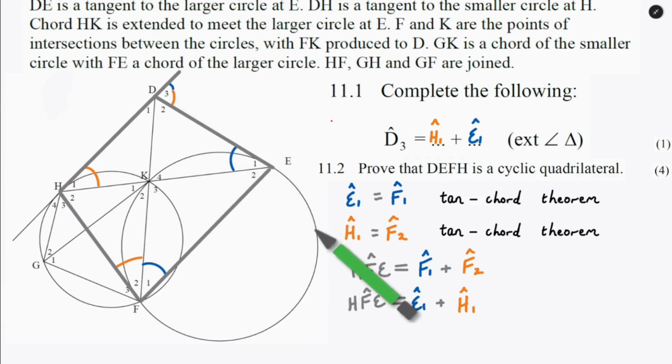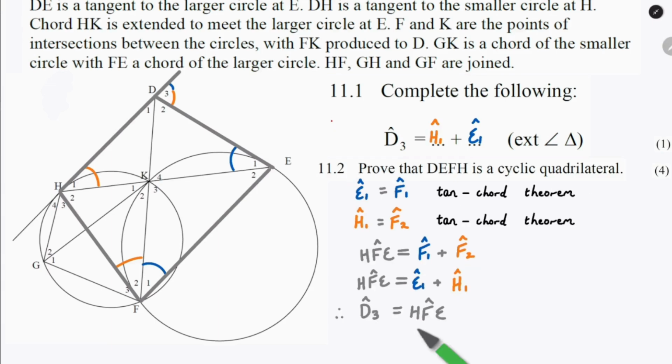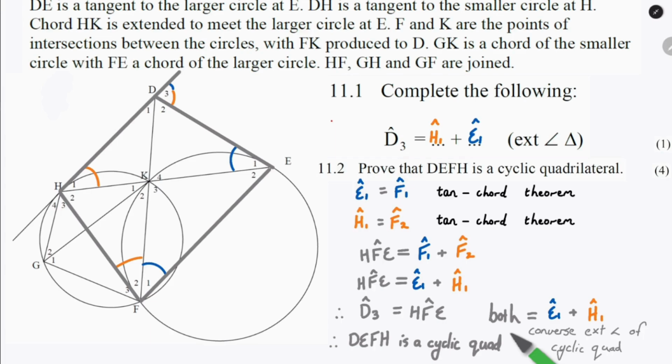So we've got to show that link. We just go ahead and write that up, and then you can include a reason: it's because they both equal E1 plus H1. You don't have to if you don't want to, because no marks get awarded for that. After that, we're going to leap to the conclusion that DEFH is a cyclic quad. We utilize the converse exterior angle of cyclic quad to prove that. We proved this exterior angle equals the opposite interior angle. So due to the converse theorem, DEFH is a cyclic quad.